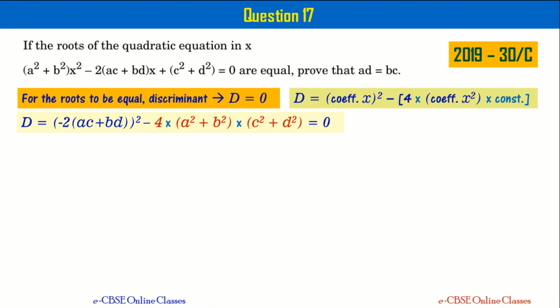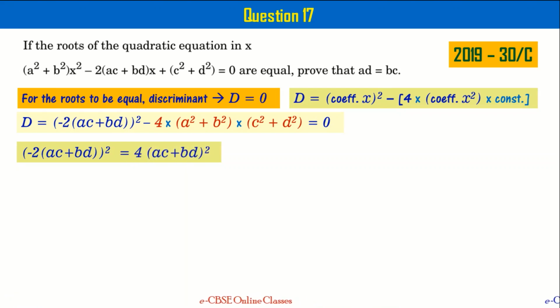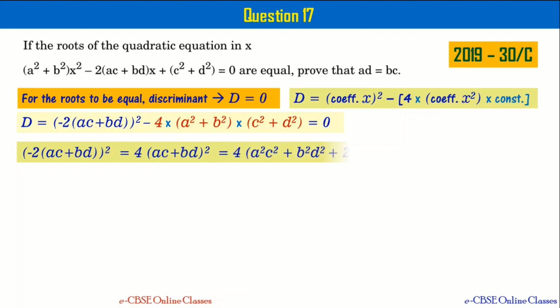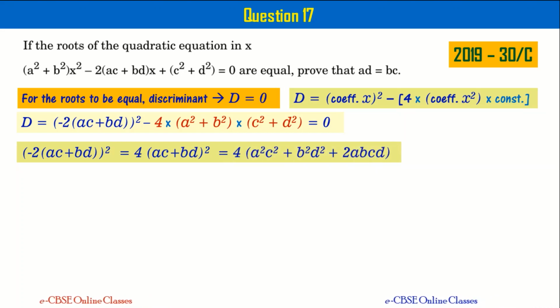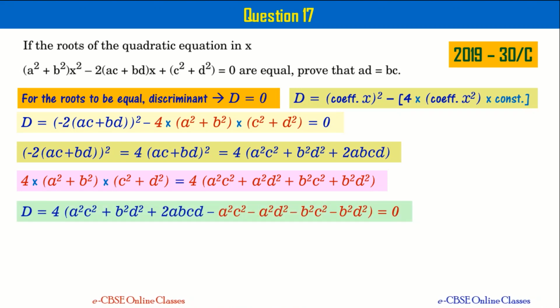Let's take a look at the first term. (-2(ac + bd))² can be written as 4(ac + bd)². You expand it using (a + b)² = a² + b² + 2ab formula, so that you get an expression like this. Take a look at the second term and expand it so that you can write it as 4 times (a²c² + a²d² + b²c² + b²d²). You substitute these two expressions back to the D equation such that you get a lengthy expression like this.